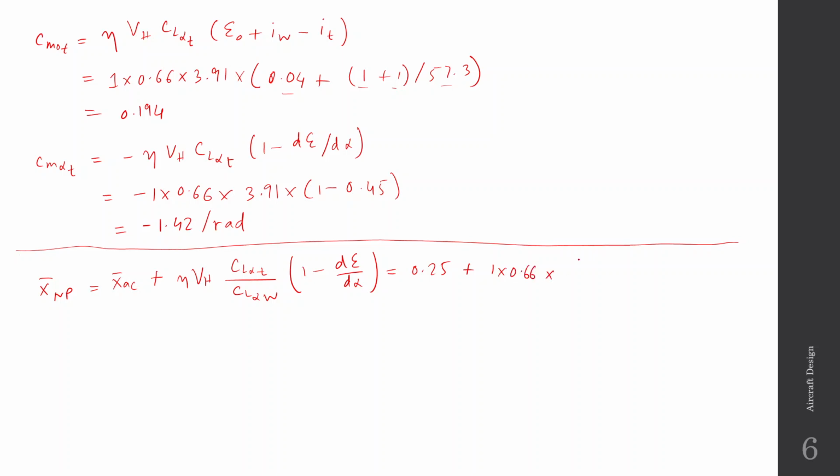VH was 0.66. CL alpha tail was 3.91. CL alpha wing is 4.302. So when you put all these values, you'll get 0.58. So this is the location of the neutral point.